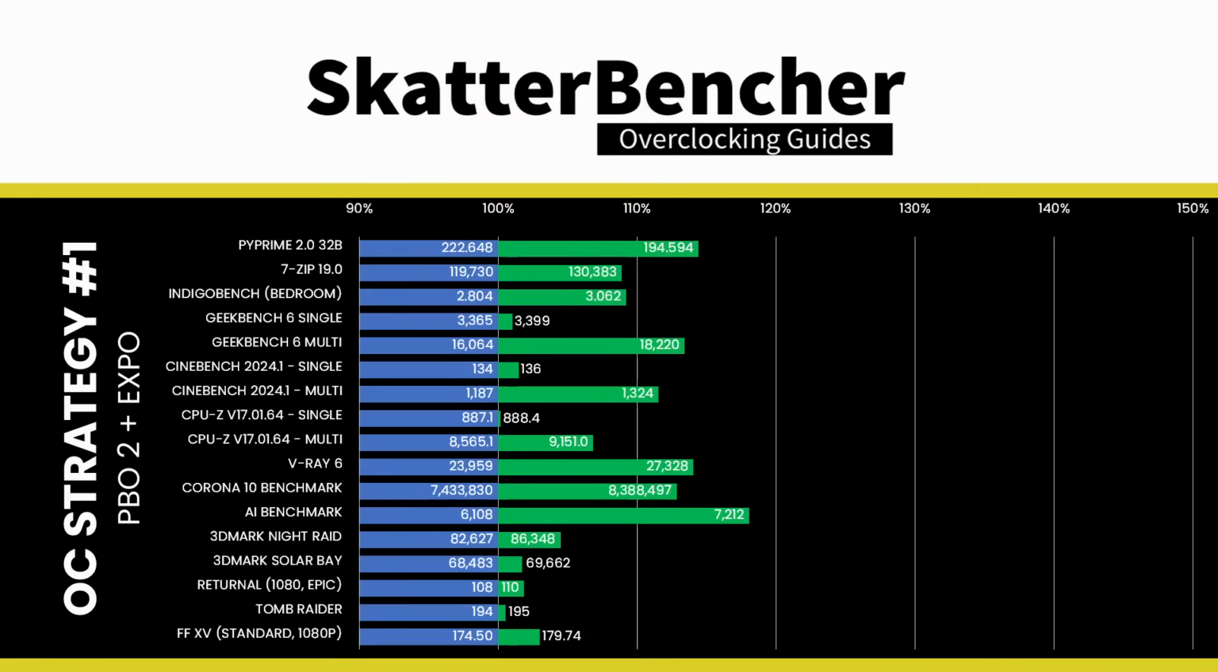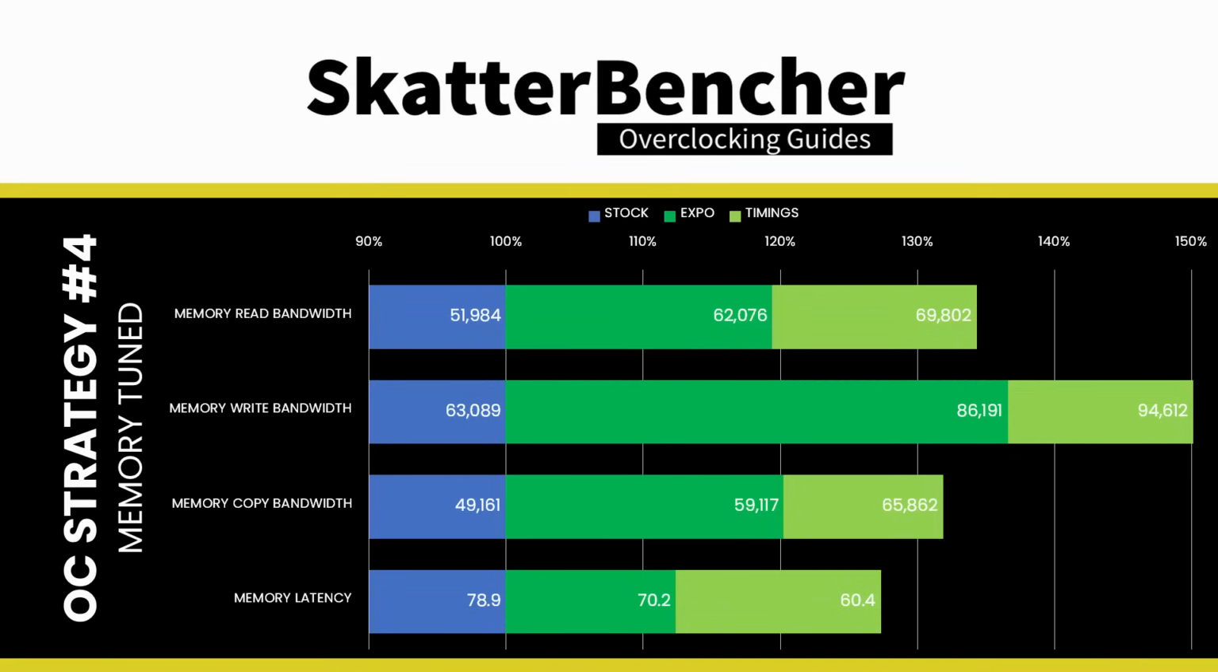The 65 watt default power limit is pretty low, and just by enabling Precision Boost Overdrive, we can easily double or even triple the power available. In addition to that, it was kind of interesting to see how much impact tuning the memory timings had on the performance. I would have never expected to see a performance improvement of almost 30% in AI benchmark.